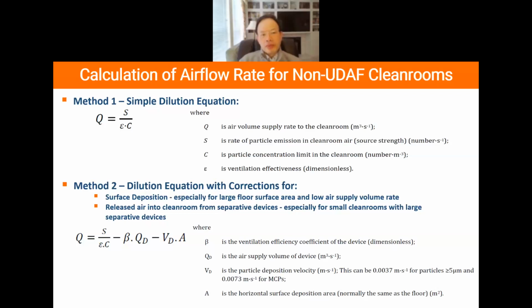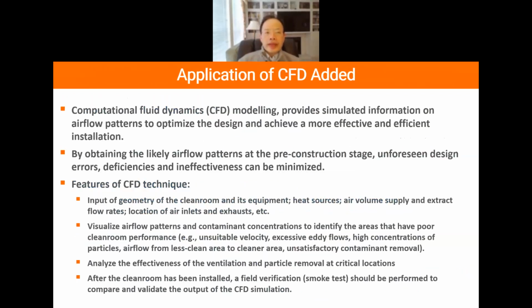So this ISO standard introduces these two methods for engineers to estimate the required airflow rate. Now, people may ask, how can I get a particle generation rate? There are many sources on that, and this standard provides a detailed list of where to get the data from these multiple references or publications. And also, this standard introduced CFD into the design standard.